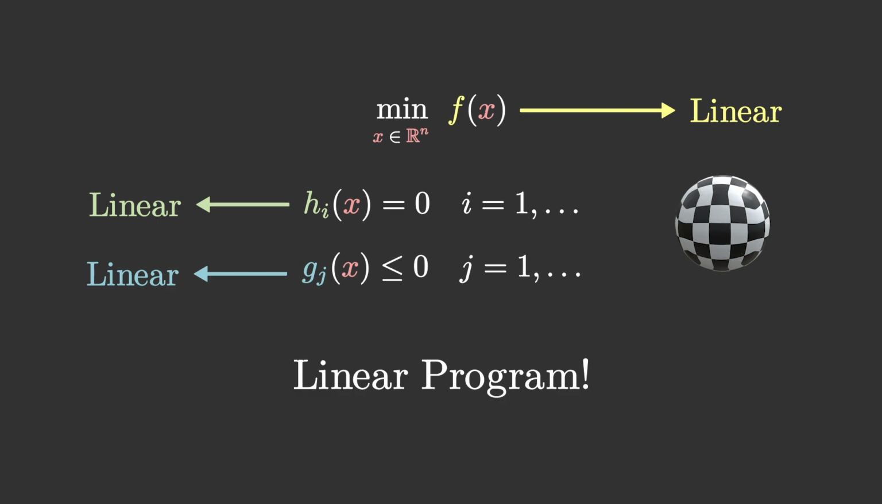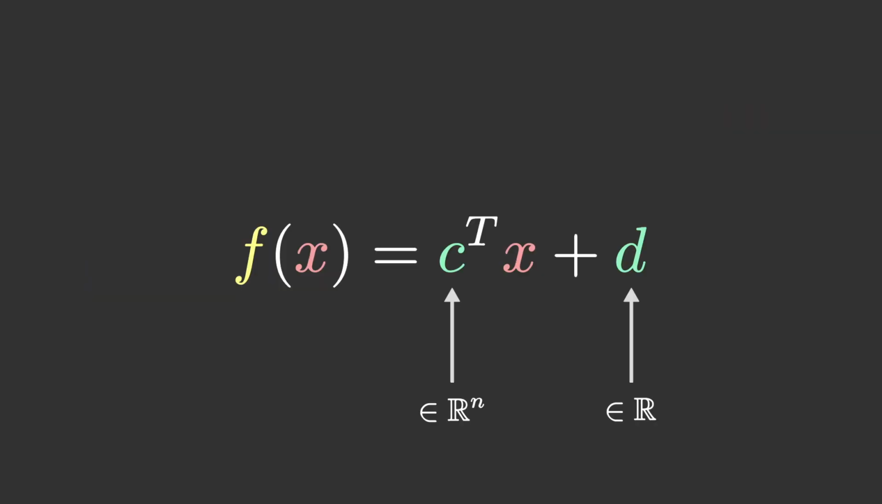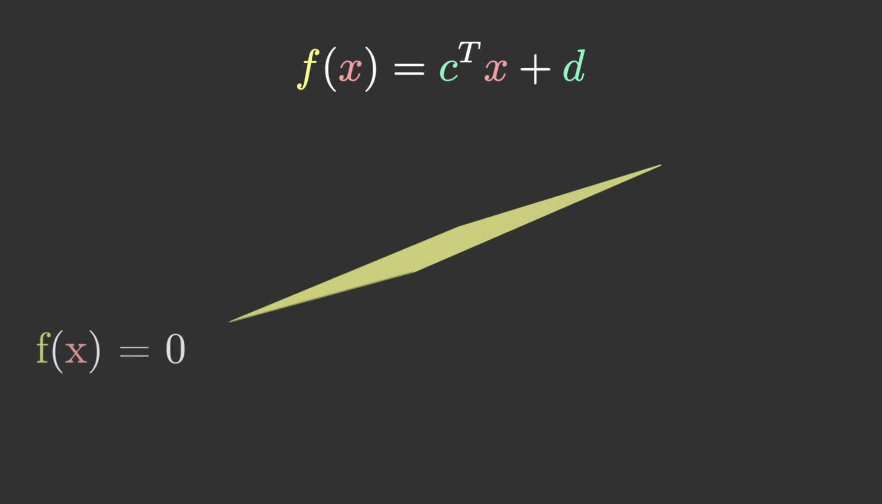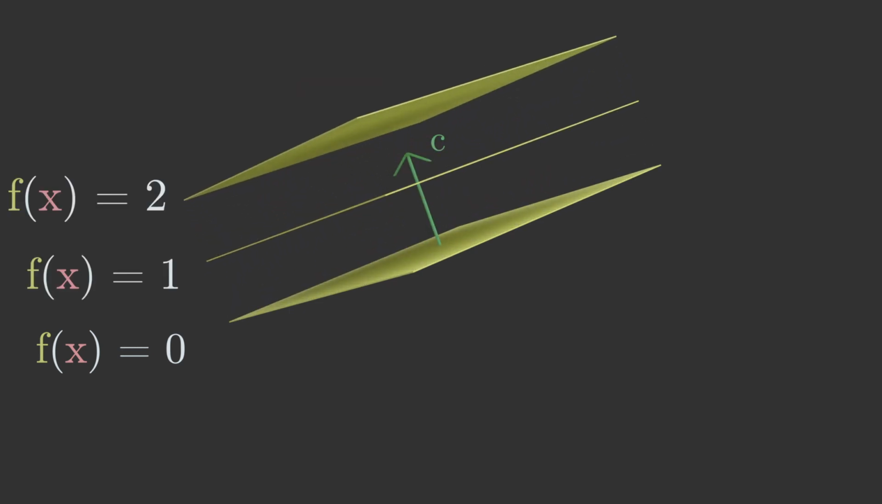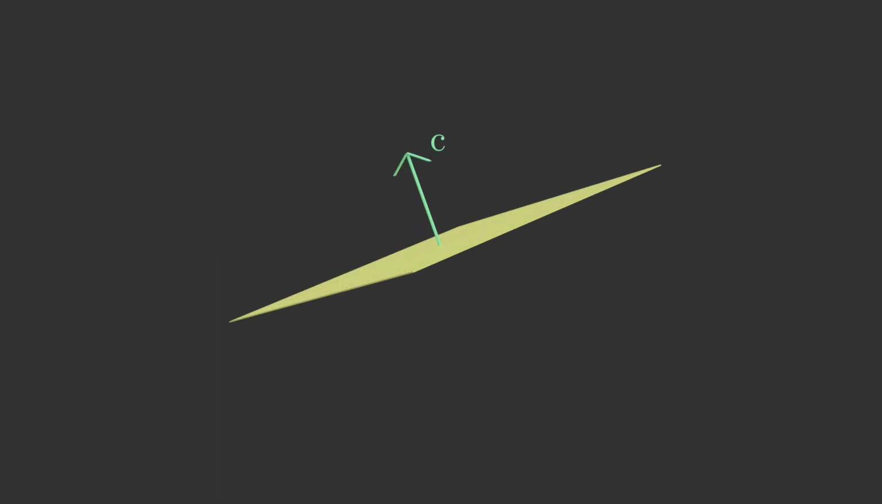To visualize linear programs geometrically, we need to first understand how to visualize linear functions. There are essentially two ways we could go about visualizing a linear function like this one. Either we represent it with a hyperplane with equation f of x equals 0, or with the vector c that is normal to this hyperplane. The hyperplane representation is useful for visualizing where the linear function f takes some given value, like maybe f of x equals 0, 1, or 2. On the other hand, the vector representation is useful for understanding the direction that increases or decreases this linear function.